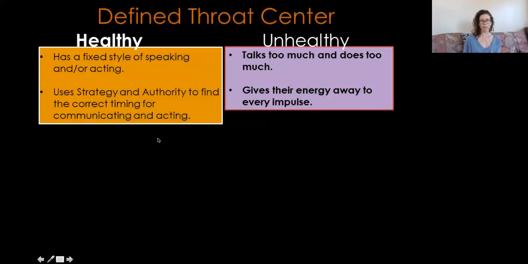Has a fixed style of speaking and or acting. I really do feel that with having this center defined, I can rely on my voice, and I can rely on my speech, that anytime I'm talking to someone, I'm going to be able to say what needs to be said in the moment, and that there's a trust with it. So I can imagine that it would be a little tricky having the center undefined, to learn to trust that you're going to be okay with whatever comes out of your mouth.